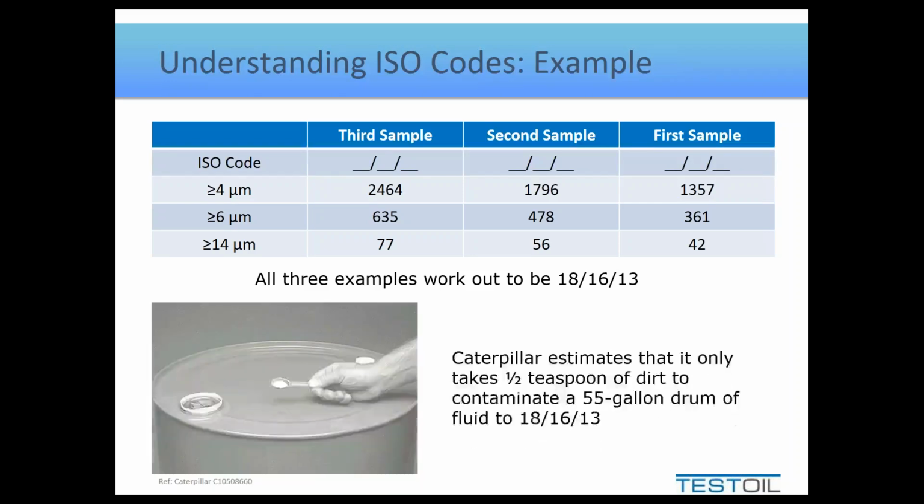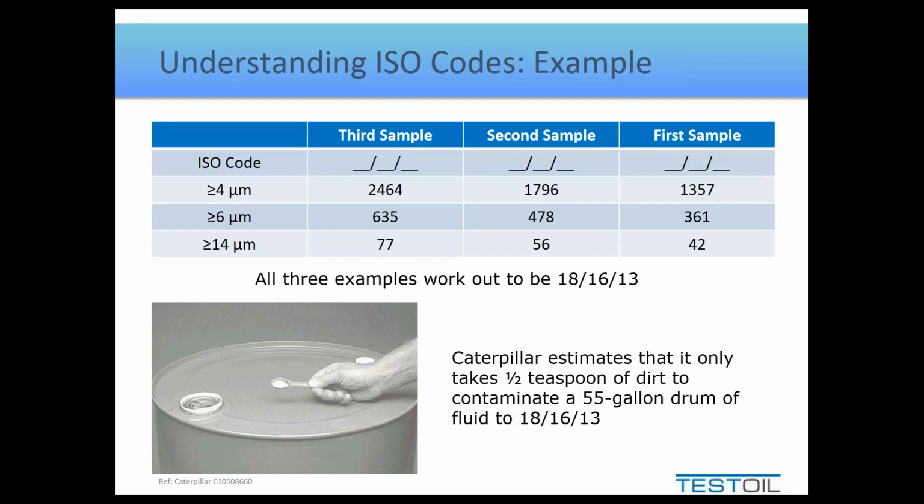18, 16, 13 was what they found was the particle count that could be generated if you took a drum of oil, 55 gallons, and contaminated it with a half a teaspoon worth of material. So taking an oil that had been already filtered to have nothing in it, it only took 1/2 teaspoon of essentially dust and dirt to bring it all the way up to 18, 16, 13. So considering 18, 16, 13, we know that that's 1/2 teaspoon approximately.